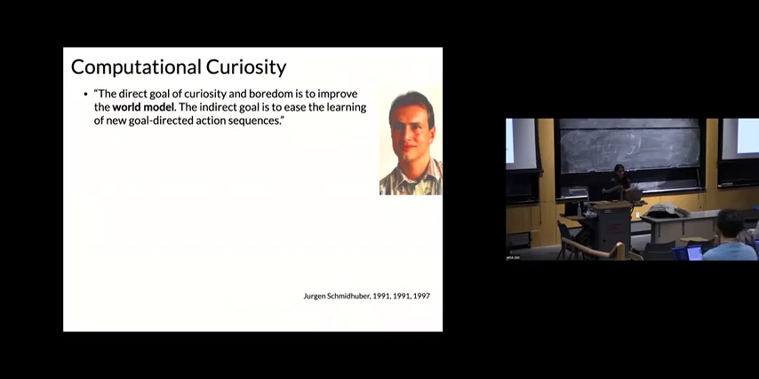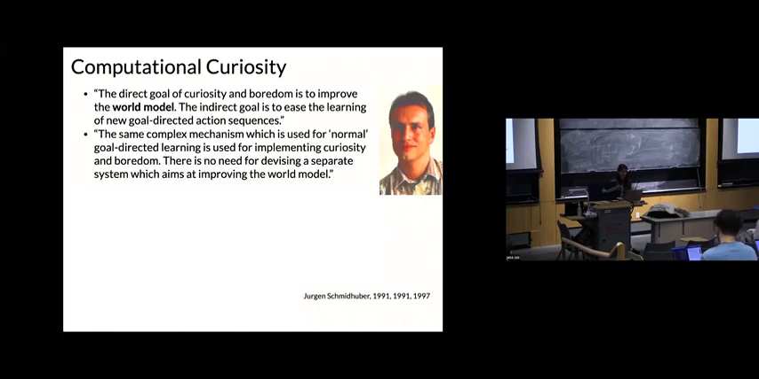This is the direct goal. The indirect goal is that, as a byproduct of that curiosity, you also learn good policies for goal-directed behavior. And so he says here that you don't need to come up with different reinforcement learning frameworks to model curiosity. You just stay in the same reinforcement learning framework and you add these curiosity rewards, all right? Exactly what we just said.